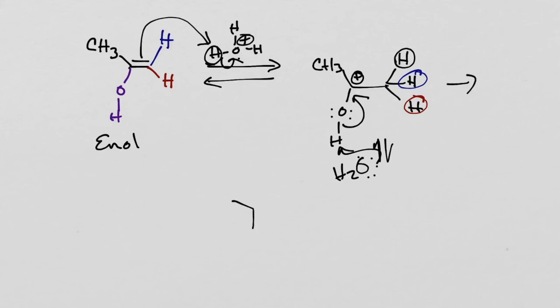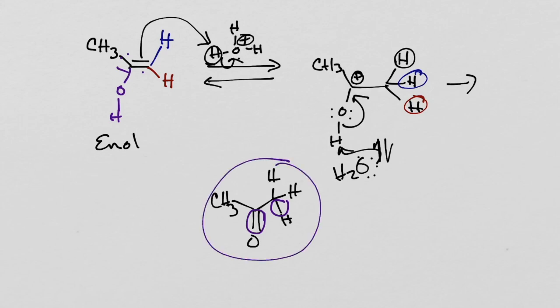How do I know my keto form is more stable? You could do a calculation of your bond association energies, and you would find that the combination of the carbon-oxygen double bond and the carbon-hydrogen single bond is going to be stronger than the combination of the carbon-carbon double bond and the oxygen-hydrogen single bond. And so that is why we see a preference for this keto form. This keto form is the one that we're going to talk about and use when we're doing synthesis. Thanks for watching.